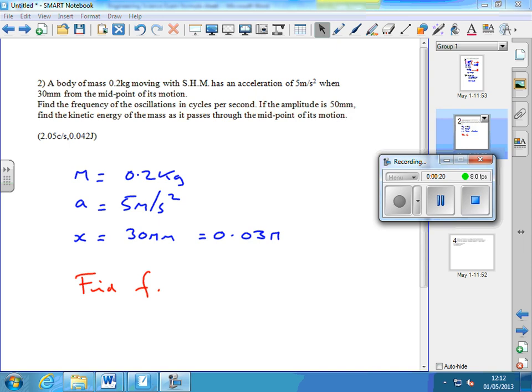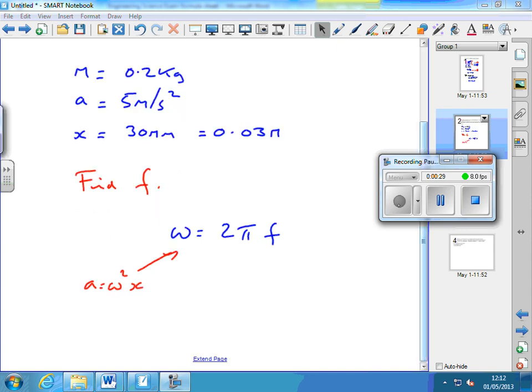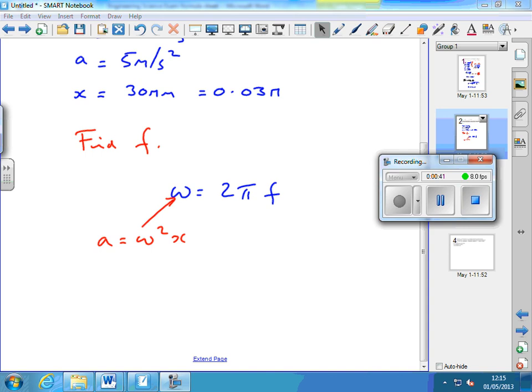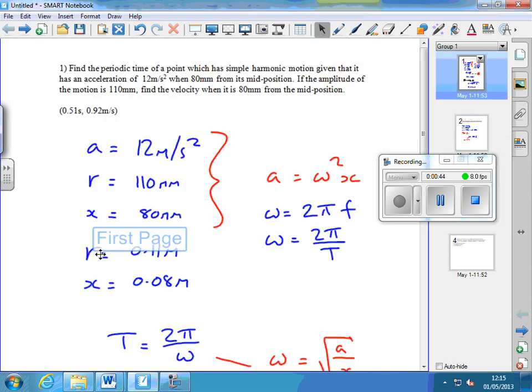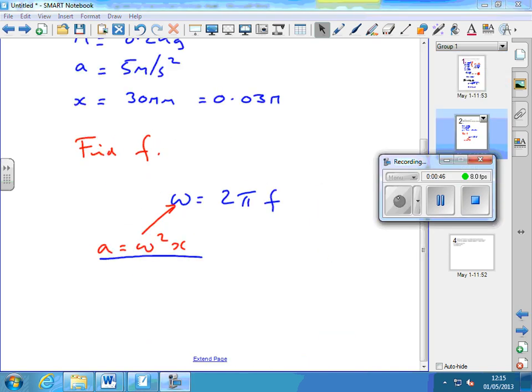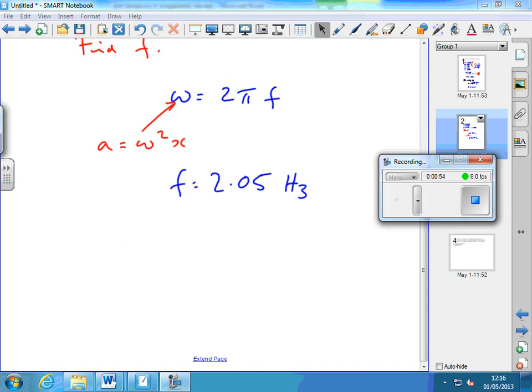This is very similar to tutorial question number 1. Identify the relevant formula or formulae and then put in the information. So again, we're after the frequency, and the frequency is related by omega equals 2 pi f. And we also know that A equals omega squared x, so we can then rearrange and find the value for frequency. And we get a frequency of 2.05 hertz.